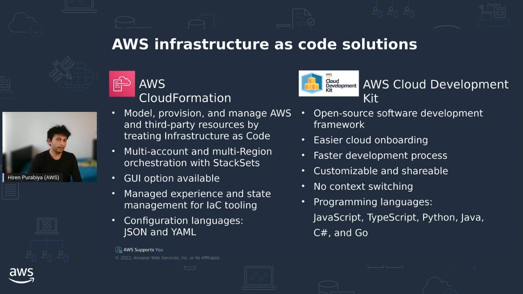So which programming languages can you use in AWS CDK? Well, currently the generally available languages are JavaScript, TypeScript, Python, Java, and C#, and Go language is available in developer preview. Now we will not dive deeper into AWS CDK, but we will share documentation around it for you to explore further. So these are the two infrastructure as code solutions offered by AWS.